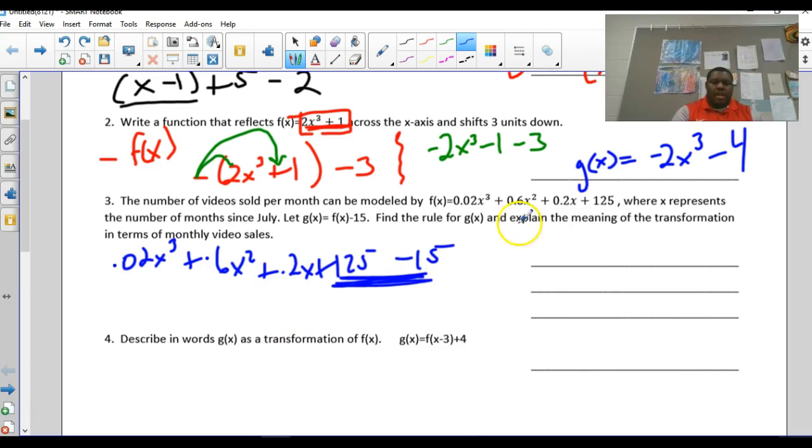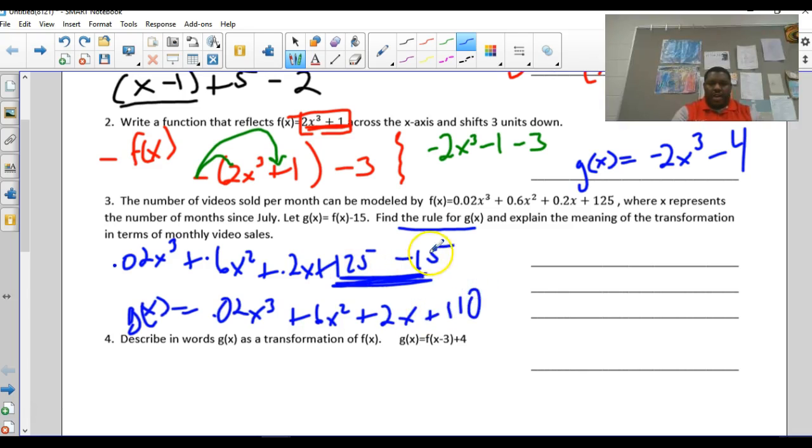So basically it says find a rule for g of x. There's our rule. G of x equals 0.02x cubed plus 0.6x squared plus 0.2x plus 110, because 125 minus 15 is 110. And then it says explain the meaning of this transformation in terms of monthly videos. Well, they sold 15 fewer videos. You see what I'm saying? They sold 15 fewer videos.